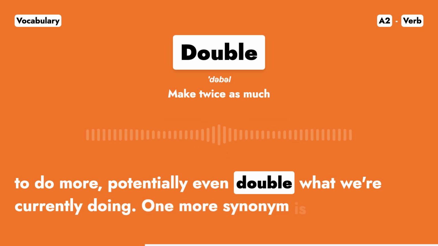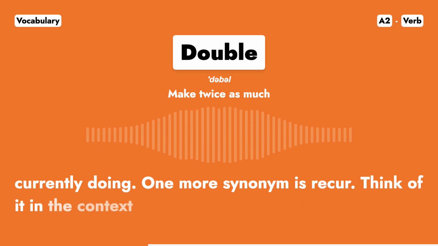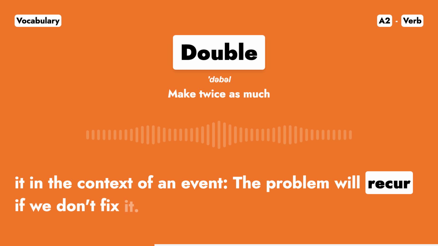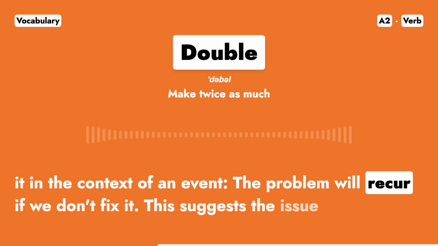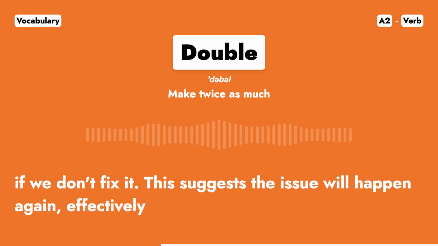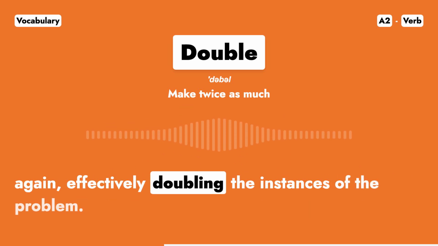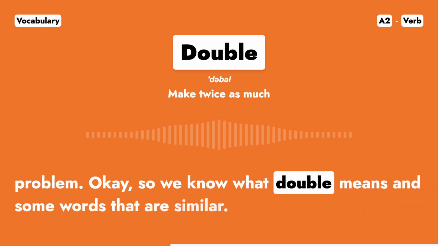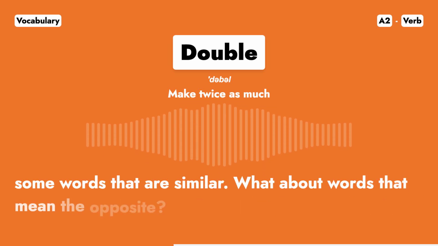One more synonym is recur. Think of it in the context of an event. The problem will recur if we don't fix it. This suggests the issue will happen again, effectively doubling the instances of the problem. Okay, so we know what double means and some words that are similar. What about words that mean the opposite?